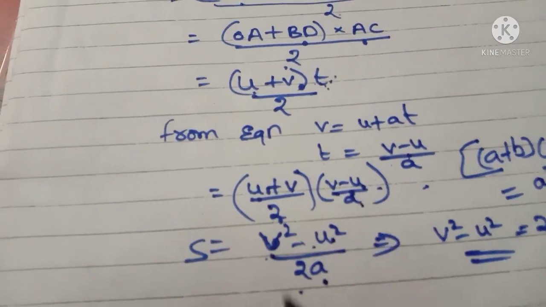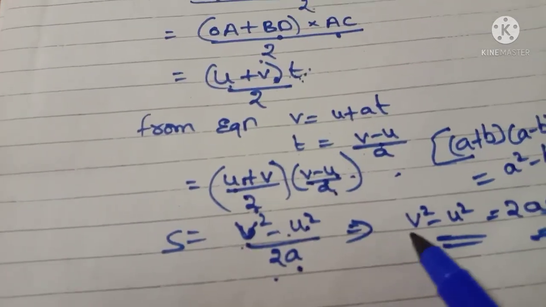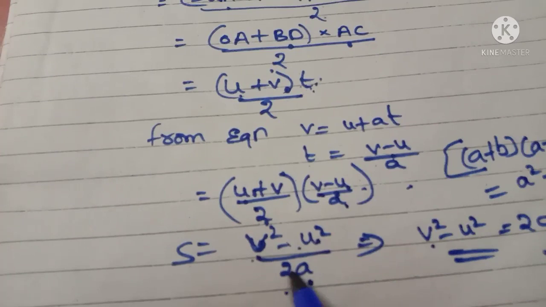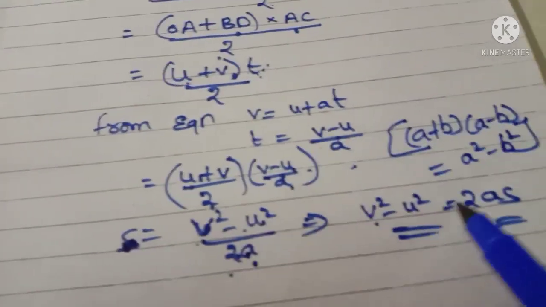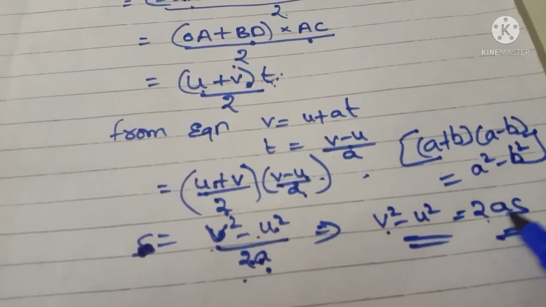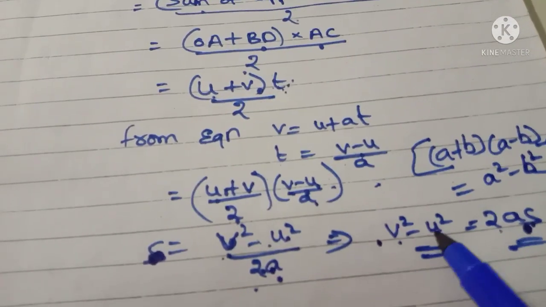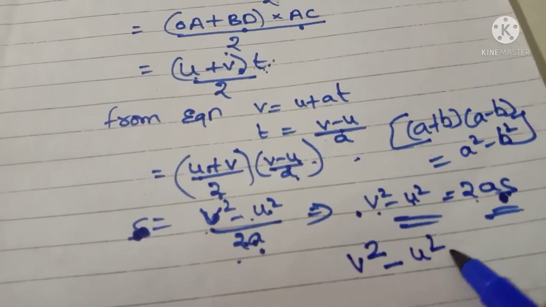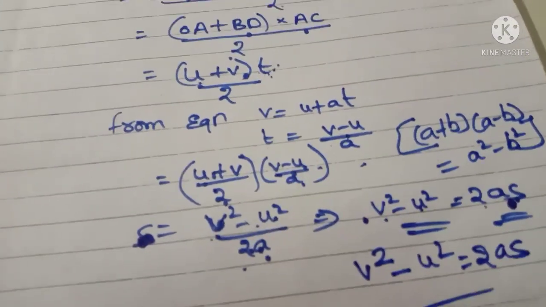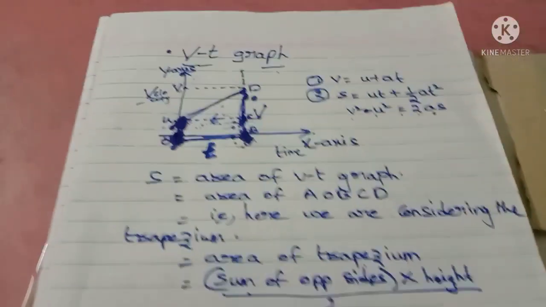2 into a is multiplied here. So finally, 2a is brought to the other side, multiplied with s: 2as equal to v square minus u square. So our final formula, v square minus u square equal to 2as, is derived. Okay now, have you understood?